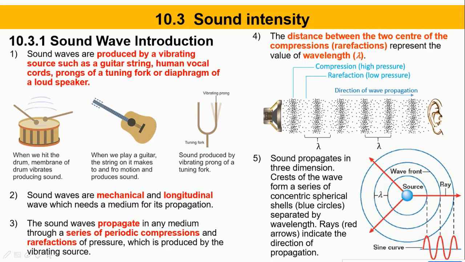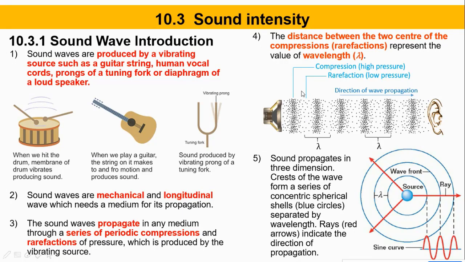So the sound waves are mechanical and longitudinal waves which need a medium for their propagation. The sound wave propagates in any kind of medium through a series of periodic compressions and rarefactions of pressure which is produced by the vibrating source. So the distance between the two centers of the compressions and rarefactions represents the value of the wavelength, lambda.